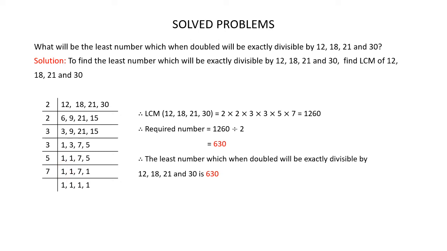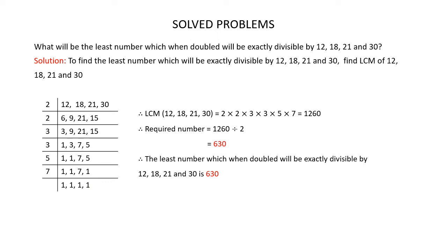7 as it is in the next row. 5 divided by 5 is 1. Write 1 in the next row. Now divide by 7. Write 1 as it is in the next row. 1 as it is in the next row. 7 divided by 7 is 1. So write 1 in the next row. Write this 1 as it is in the next row.